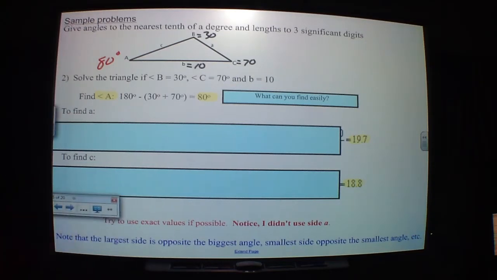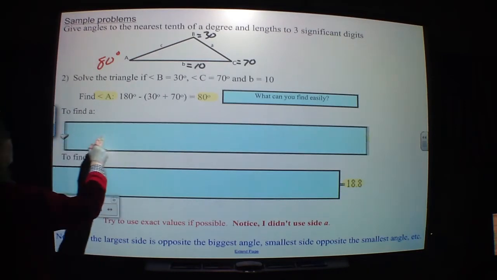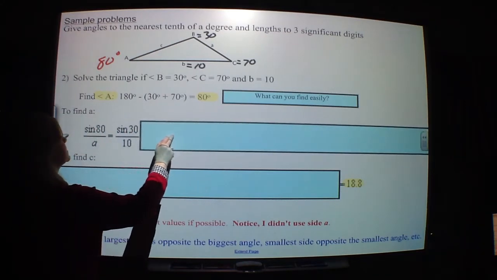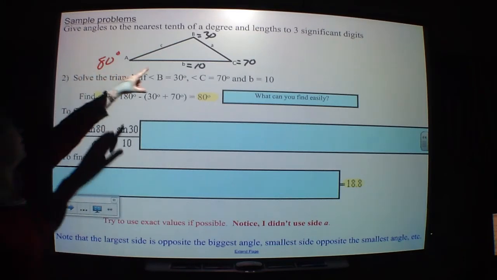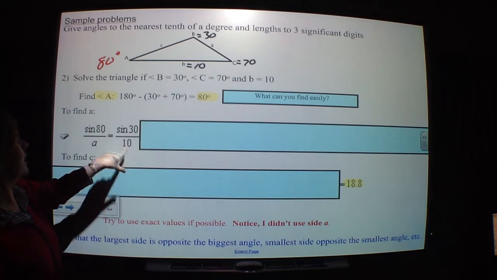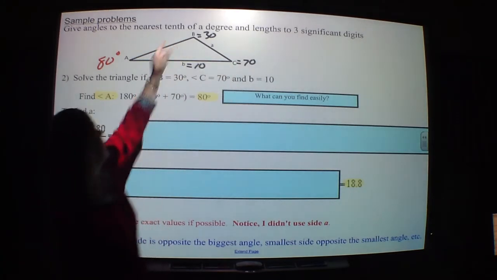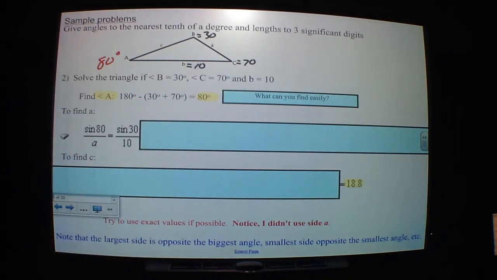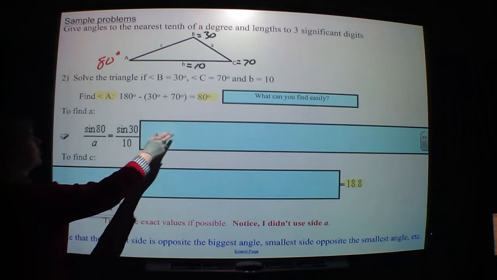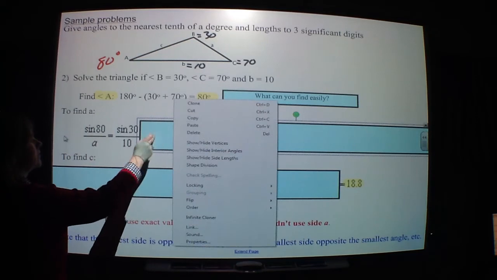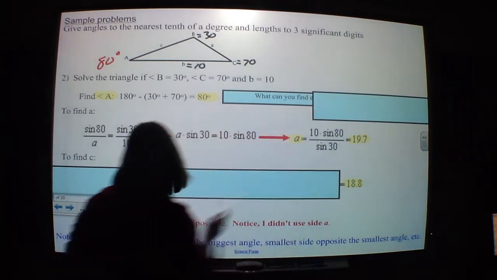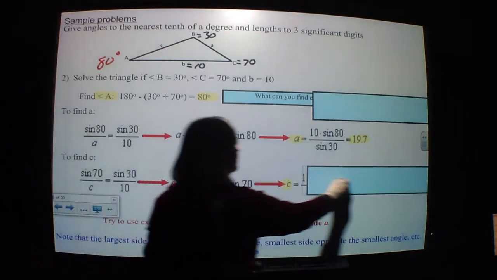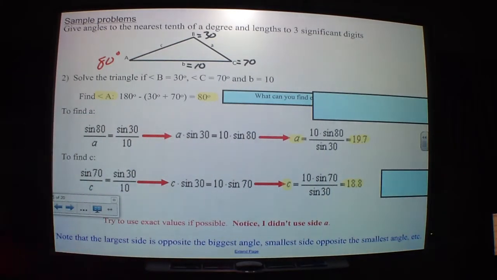I always try to use exact numbers. So if I was going to do this, I would use sine of 30 over 10 with sine of 80 over A, and then I do sine of 30 over 10 is sine of 70 over C. Okay? But pause it, try it, make sure you get the right answers, and then restart it to make sure you did it correctly. There's your one answer. And there's your other. So hopefully you have it right.